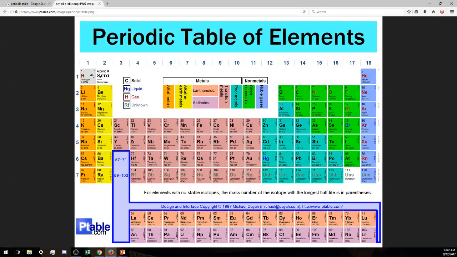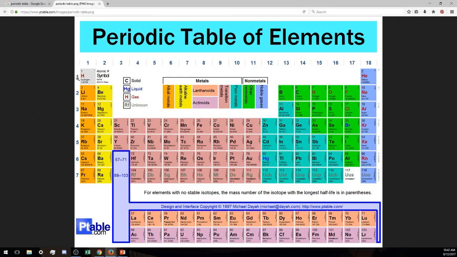If you see where my cursor is, the little magnifying glass, this section over here, these first 2 columns, are called the s block. What that means is when the valence electrons, so those are the new electrons we're adding at the outer energy level, are added to these atoms, they're added in the s orbital.